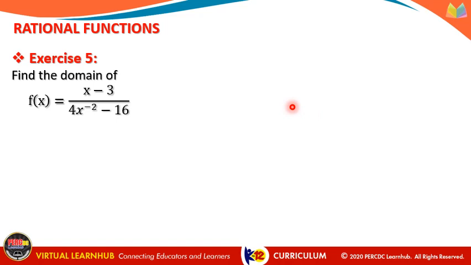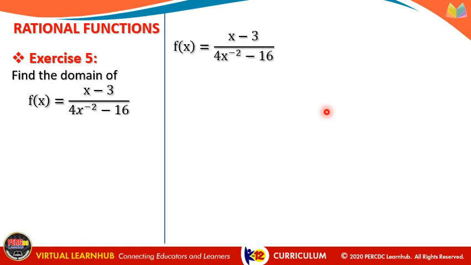Now, for our last problem, let's have a more challenging one. Find the domain of x minus 3 over 4 over x raised to negative 2 minus 16. I-simplify muna natin yung binigay. Recall the properties of exponents. Ang x raised to negative 2 is the same as 1 over x squared. So, yung 4x raised to negative 2 ay pwede nating i-rewrite as 4 over x squared. Tapos, let us simplify this one para iisang fraction lang siya.